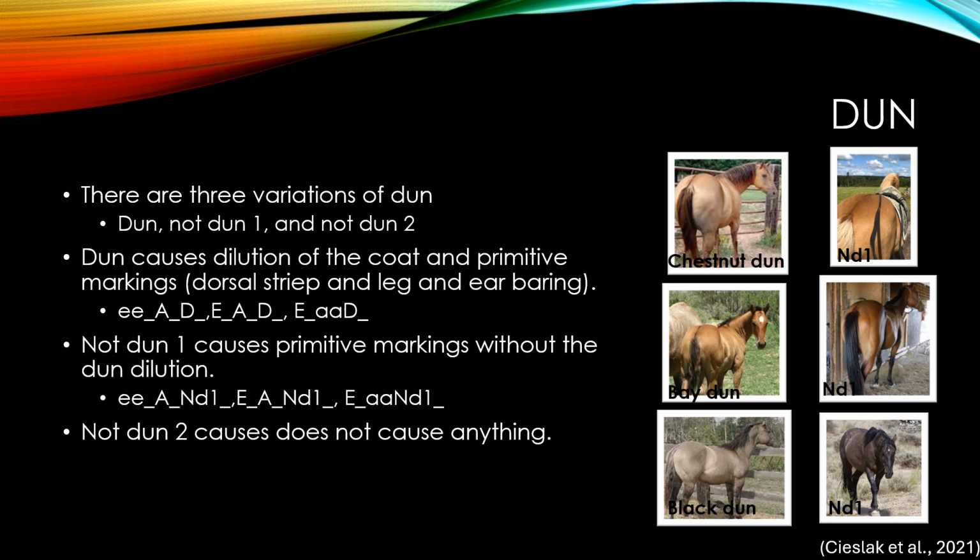A bay horse with dun is called a bay dun. A chestnut horse with dun is a chestnut dun or a red dun. And a black horse with dun is called a black dun or grullo. A horse with ND1 is referred to by its colour, then with ND1. So chestnut with ND1, bay with ND1, and black with ND1. And dun is found in many horses such as quarter horses, stock horses, and Icelandic horses.